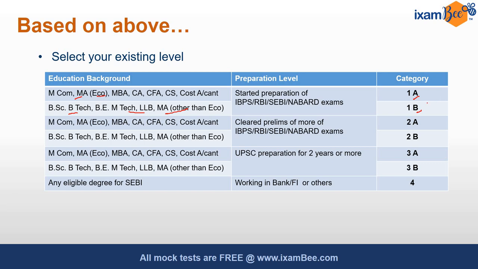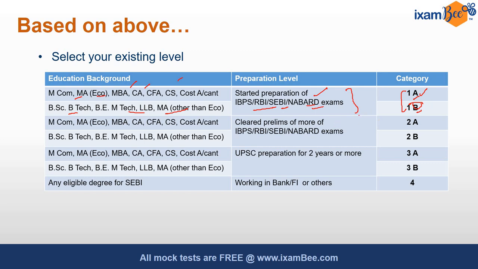But categorizing this, those who are from other degrees as B, and A are those who have a finance or related degree, those who are MA Economics, MBA, CA, CFA, cost accountant. And one more thing to note here is that you have started preparation for IBPS, RBI, SEBI, NABARD, or any other exam. So you are not completely unaware of the preparation for these kinds of exams. So that's why you are A. So you realize where you are, 1A, 1B.